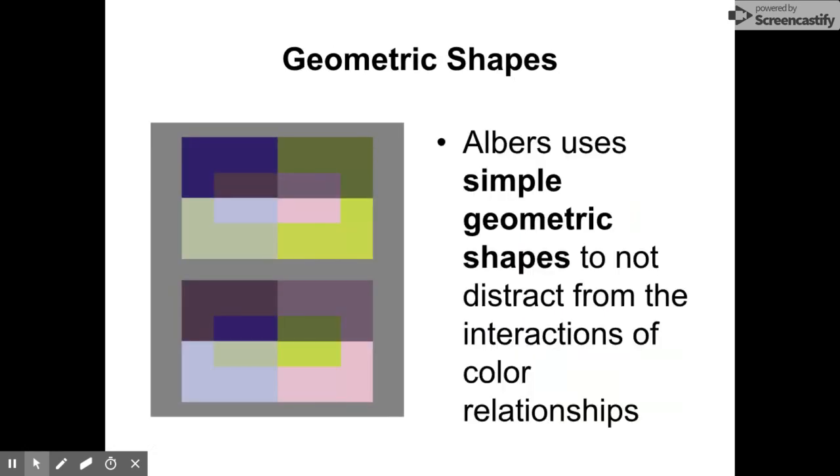Another characteristic of Joseph Albers was to use very simple geometric shapes. You've already seen a lot of examples of rectangles and squares that he's used. You can use whatever geometric shapes you want, but the idea was to not distract from the interactions of colors and just focus on the hues themselves.